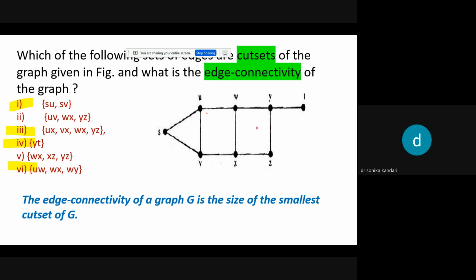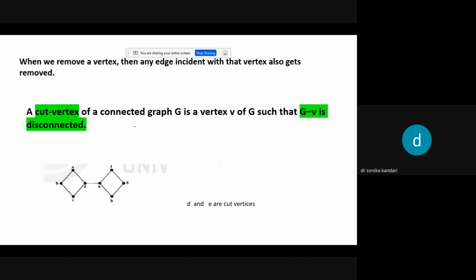I will provide this presentation. You can try with different options. Like I have taken this SU, SV. Again, there are many possible combinations. You can try this out.